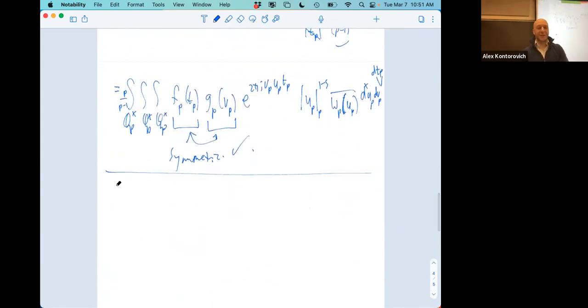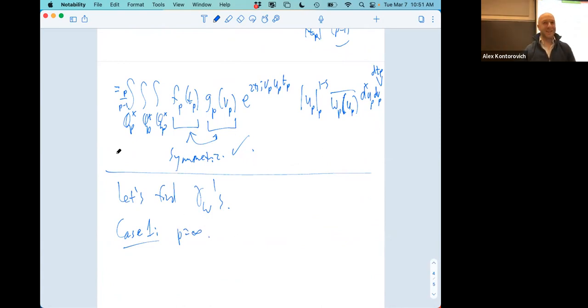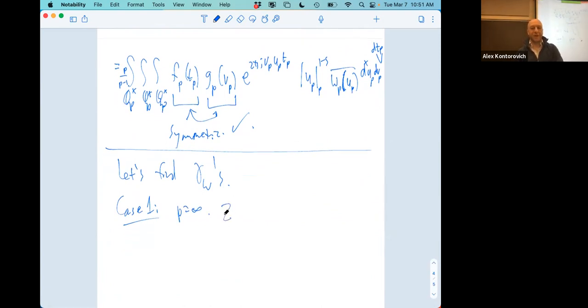So let's exhibit these guys. Let's compute these things. Case 1, p equals infinity. By the way, I keep writing Q_p cross, but we also have local integrals at infinity. So let's see what's happening at infinity. What is this z infinity, omega infinity, f infinity? Which f shall I choose?